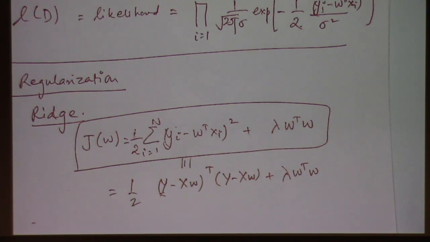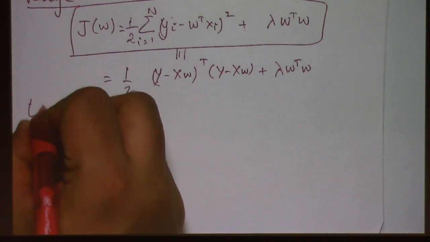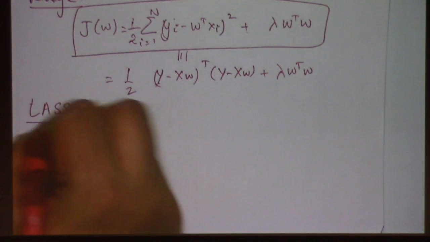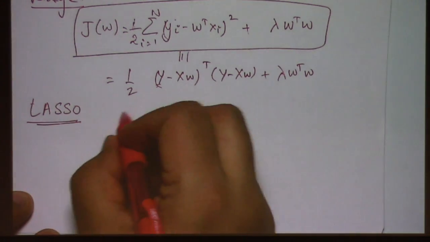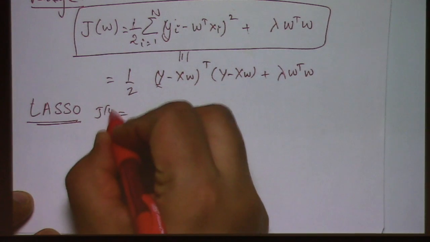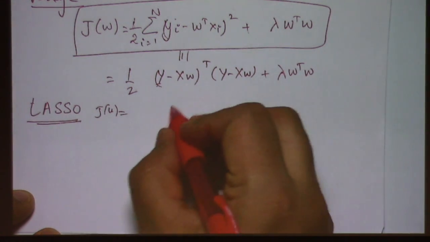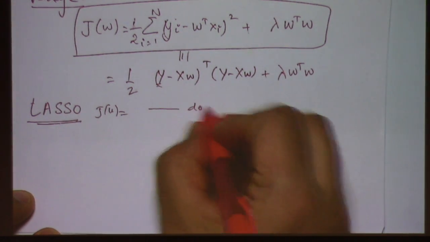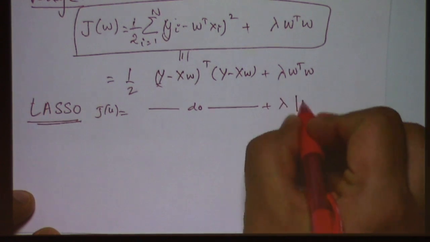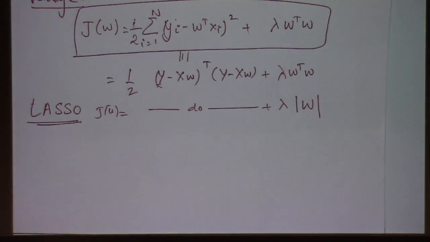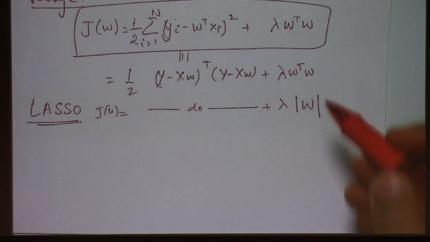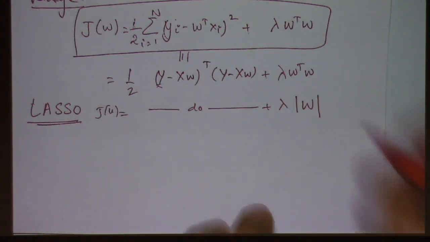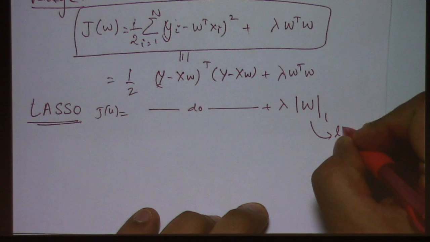Now the other thing that you want to look at is that there are other regularizations as well. There's one called lasso, where you say that J of W is this quantity, same as above, plus lambda times just the sum of the mod of W. So the L1 norm of W. We call it the L1 norm.